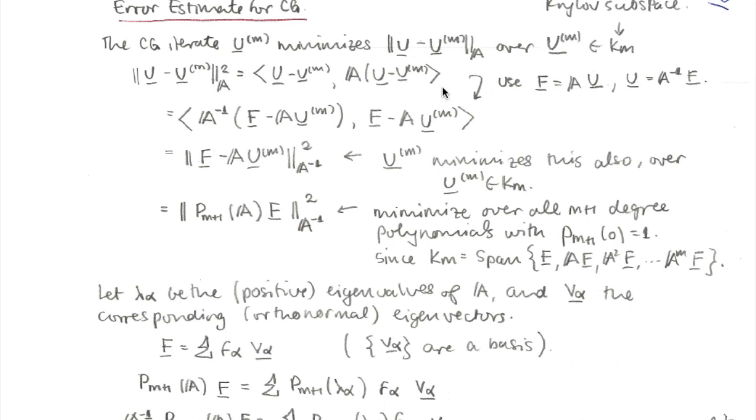Now, I don't know what u is, right? So I'm going to go back to remembering that f is A times u, so u is A inverse times f. So I'll just put that in, and then the A and the A inverse cancel, but I'll have an A inverse over here, okay?